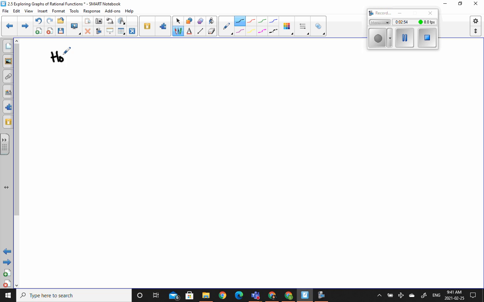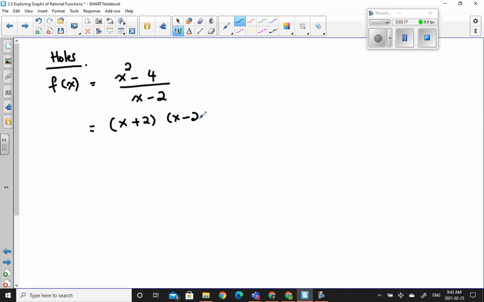Now, the holes, they're kind of interesting. You can note there will be holes in the graph for a function. Let's say a function is x squared minus 4 over x minus 2. It's a rational function. You reduce it by factoring the numerator, you get x plus 2 times x minus 2, divided by x minus 2. And you can see that the restriction here is x cannot be equal to 2 because that would make the denominator 0. That's a restriction for this function.